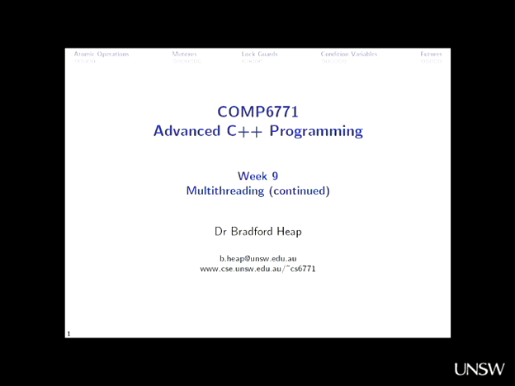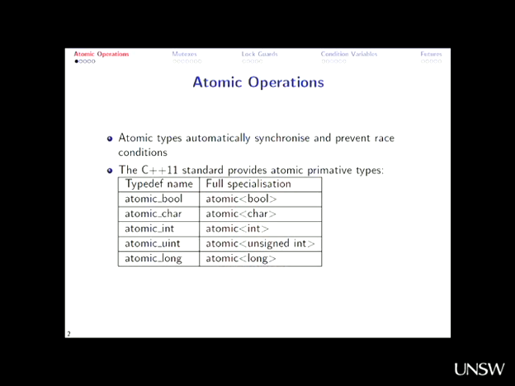Okay, so we're going to make a start, and today we're going to continue on with talking about multithreading, which we spent a lot of time on Monday talking about the concepts of. And where we finished off on Monday is we're looking at atomic operations, and we're looking at the atomic operations library and the atomic types that are available in C++11.